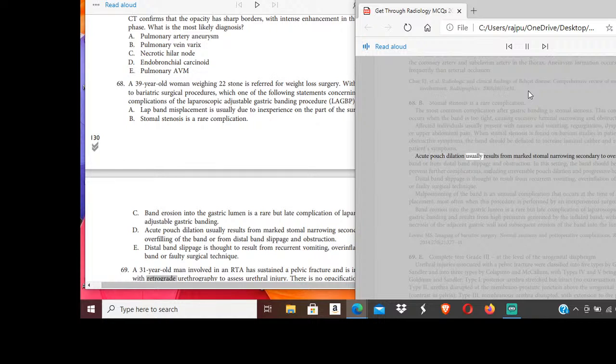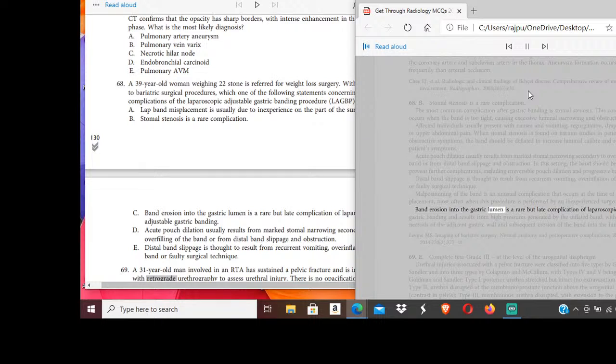Acute pouch dilation usually results from marked stomal narrowing secondary to overfilling of the band or from distal band slippage and obstruction. In this setting, the band should be deflated to prevent further complications, including irreversible pouch dilation and progressive band slippage. Distal band slippage is thought to result from recurrent vomiting, overinflation of the band, or faulty surgical technique. Malpositioning of the band is an unusual complication that occurs at the time of surgical placement, most often when this procedure is performed by an inexperienced surgeon.